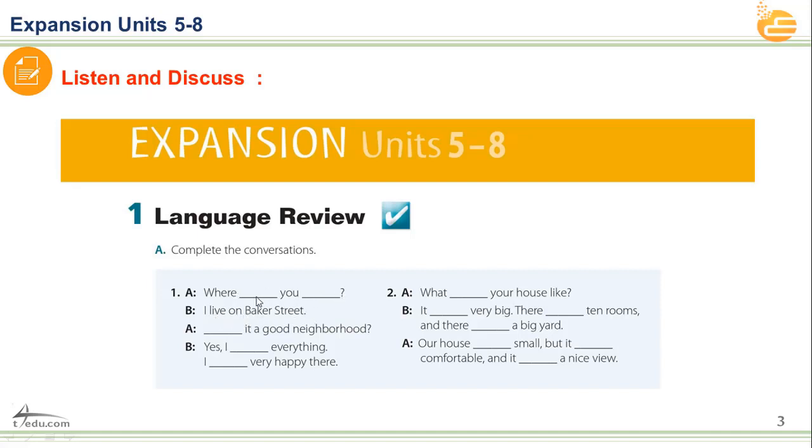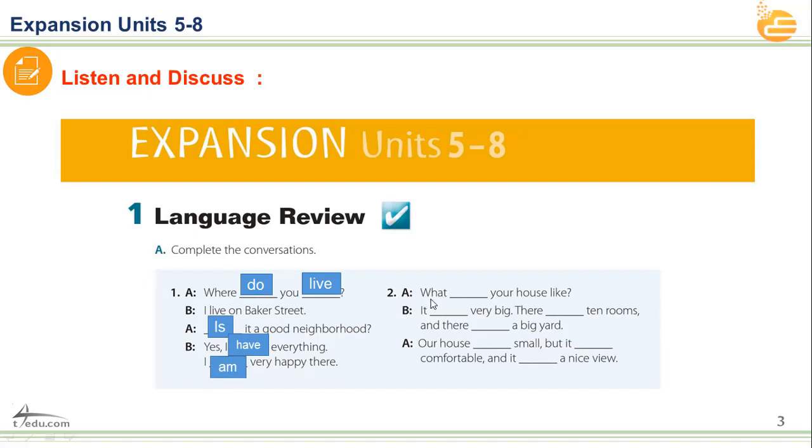What are the suitable words here? We have to put them in these questions. Yes: where do you live? We have to take live from the answer, and we have to use do with the pronoun you. Okay. Number 2, is it a good neighborhood? Yes, I have everything. I am very happy.